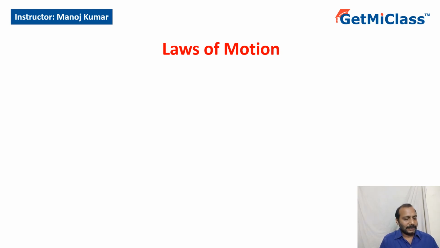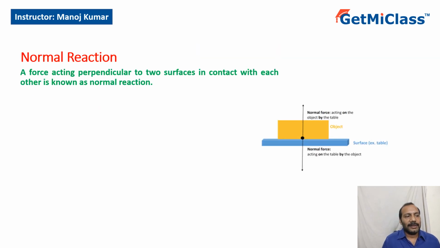Hello students, in this video we'll look into the next topic of laws of motion, that is normal reaction and tension. Now what is normal reaction? A force acting perpendicular to two surfaces in contact with each other is known as normal reaction. So why is it called normal reaction? Because it is acting perpendicular.